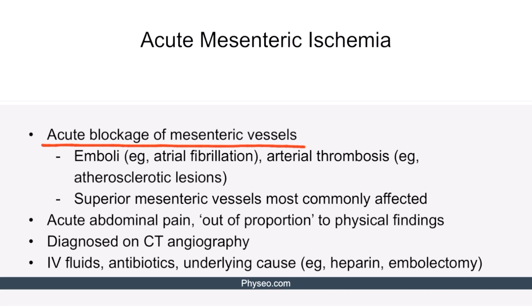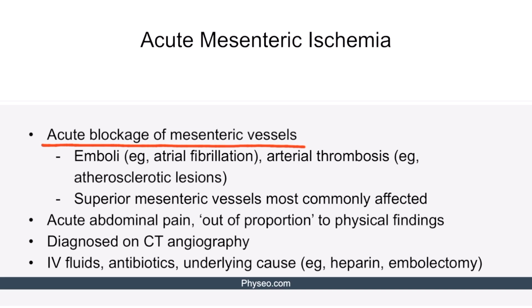So what vessels are we talking about? Well, the most common are the supramesenteric vessels. So you remember you've got the celiac trunk, the superior mesenteric artery, and then the inferior mesenteric artery. So the one that most commonly experiences mesenteric ischemia is the superior mesenteric.